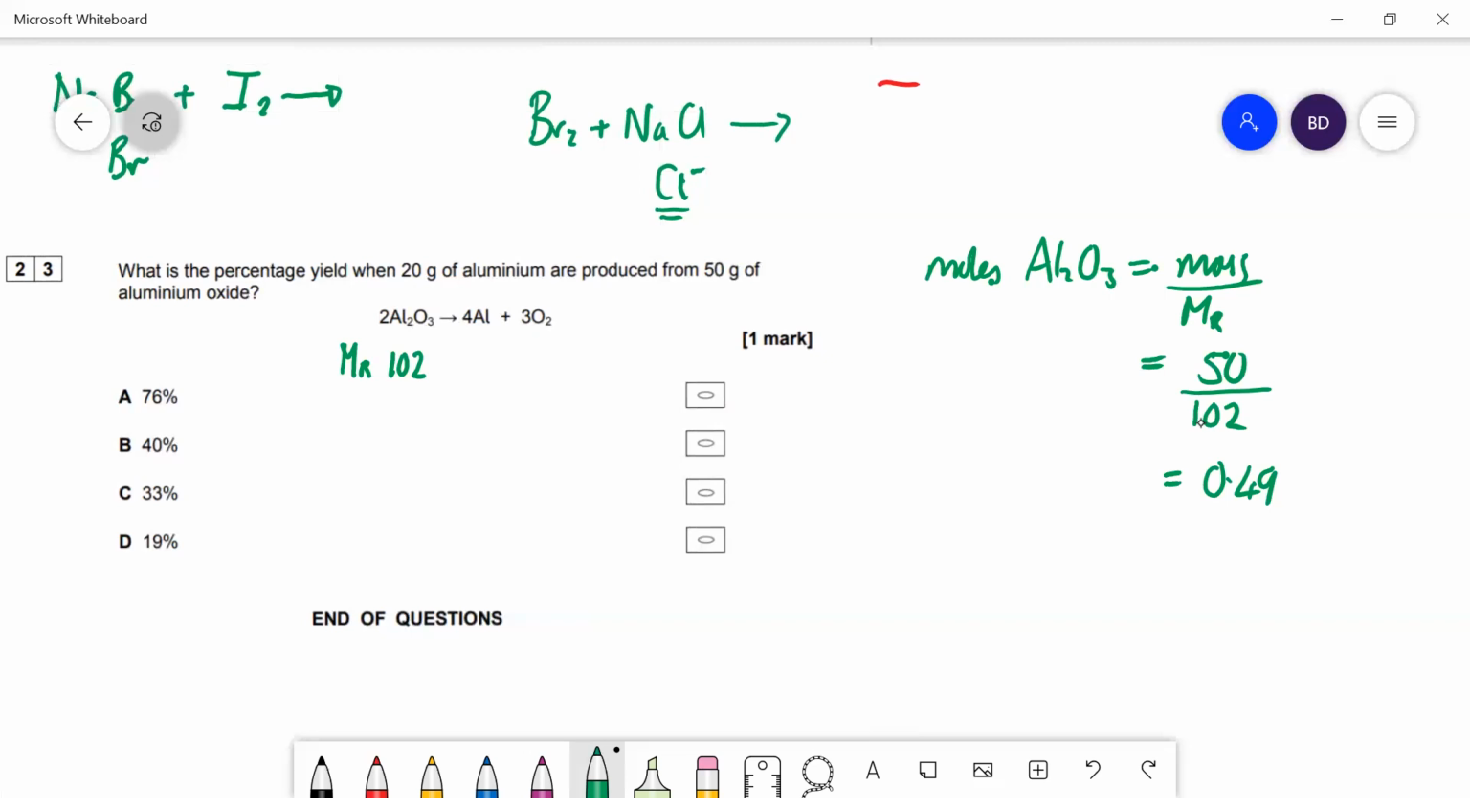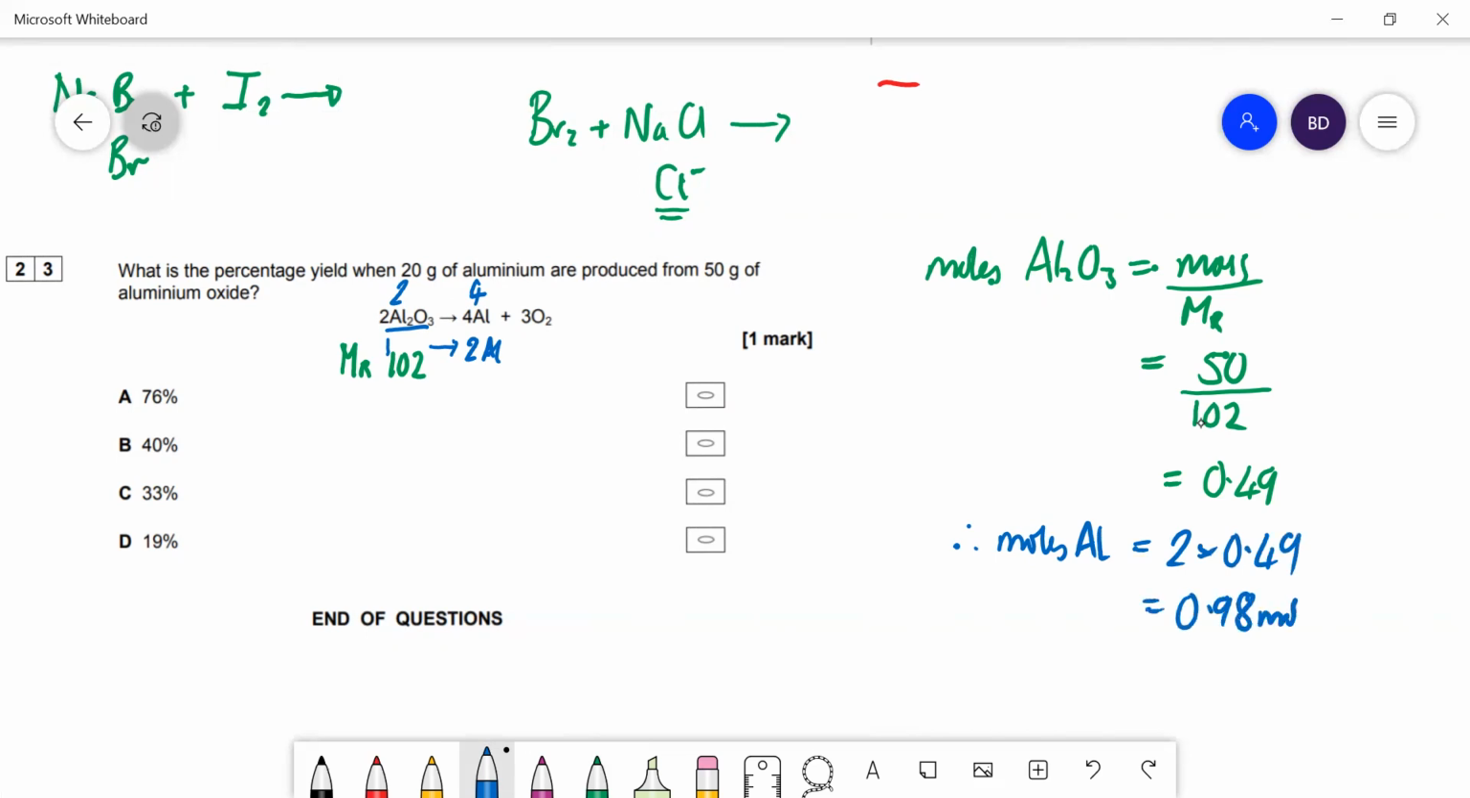Right, look at the equation. 2 moles of Al2O3 gives us 4 moles of aluminium. So that means 1 mole of aluminium oxide is going to give us 2 moles of aluminium. So moles of aluminium, if we get 100% yield, should be 2 times 0.49, which is equal to 0.98 moles.